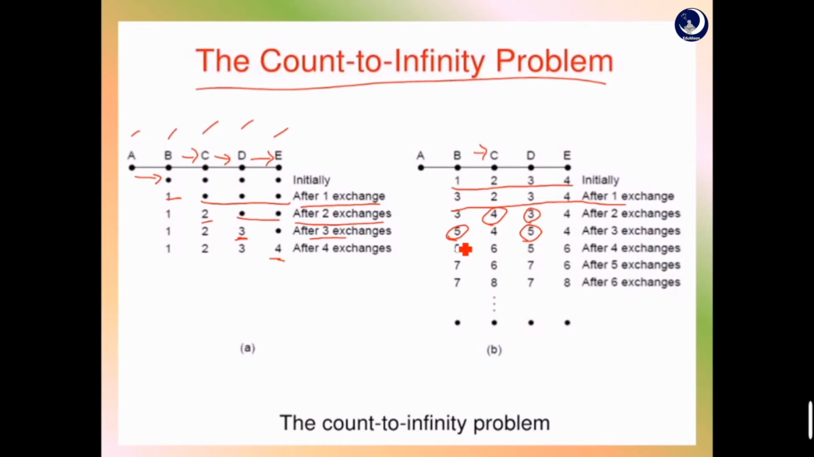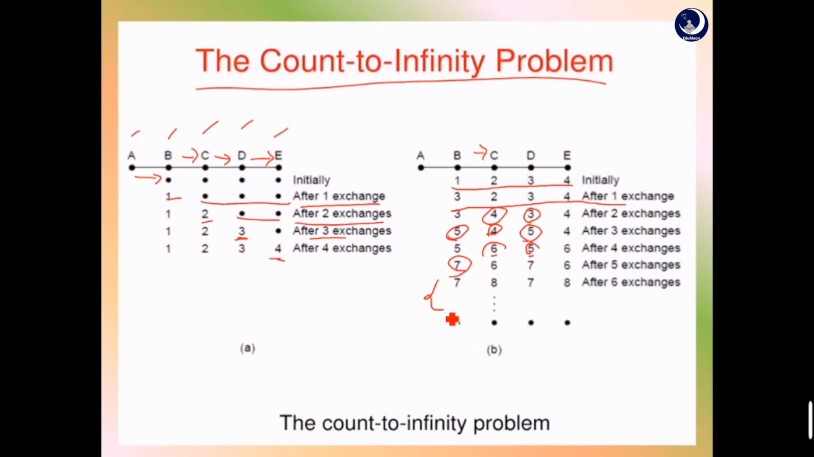Then again it checks. As 6 is greater than 5 and 4 is greater than 5, it will again update. This keeps incrementing, so it will increment to 7. Now again it checks. It keeps on repeating the process and incrementing it. So this results in infinity. Like this the process runs till infinity. So that's why it's known as the count to infinity problem.